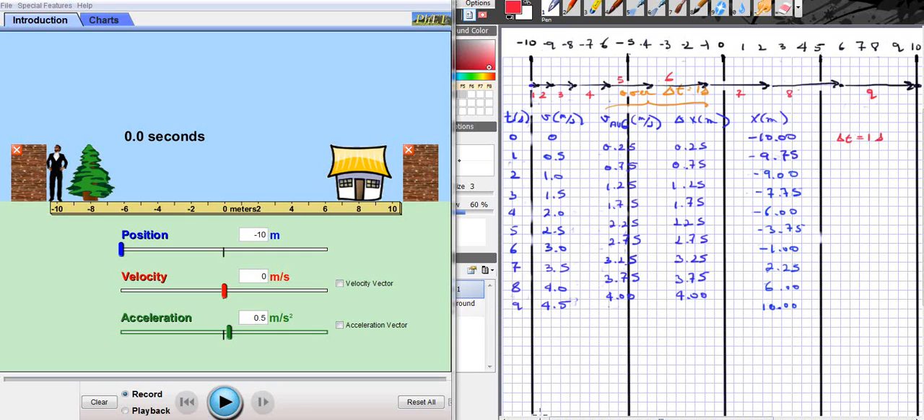So this now is a situation where we have non-zero acceleration, first time here. So what I'm going to do is put the man at minus 10 at time 0, and I'm going to have his initial velocity be 0, so initially he's not moving. And the acceleration now is 0.5 meters per second squared.